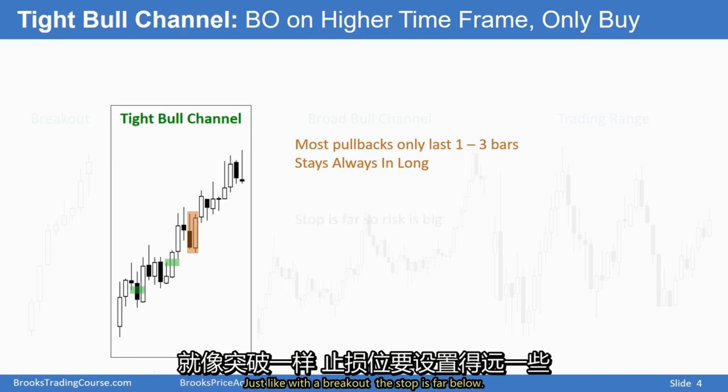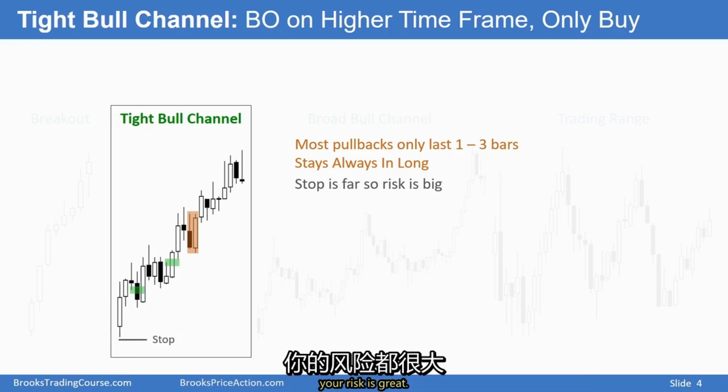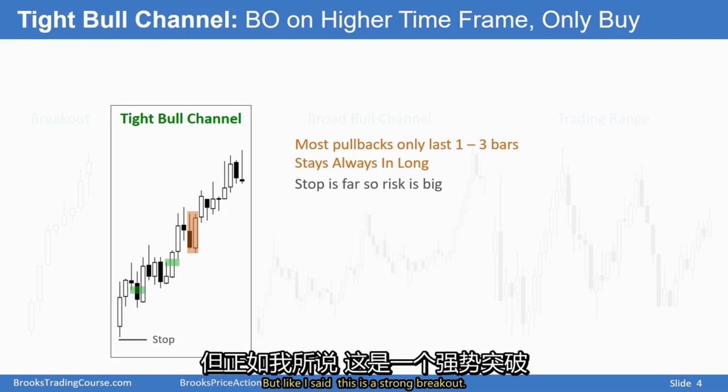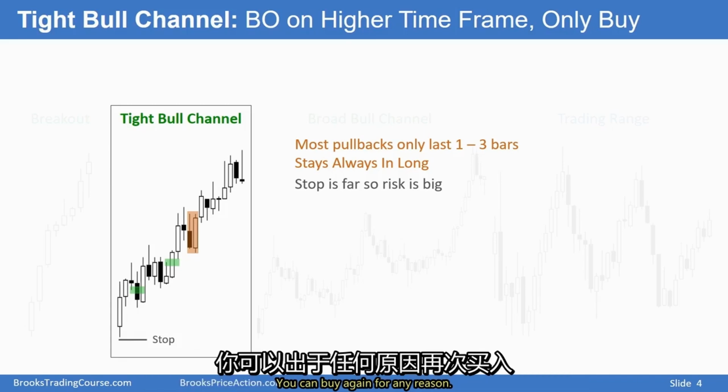Just like with a breakout, the stop is far below. So no matter where you buy and for whatever reason you buy, your risk is great. But like I said, this is a strong breakout on a higher time frame chart. Your probability of making money when you buy is high. You can buy again for any reason.